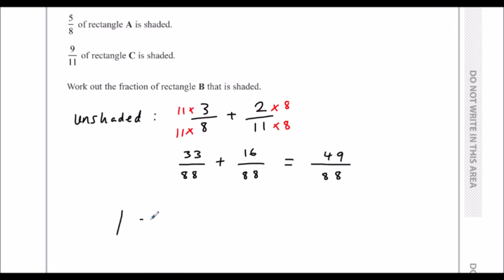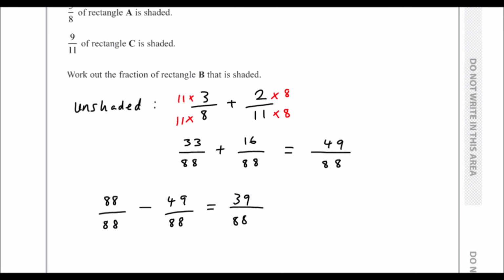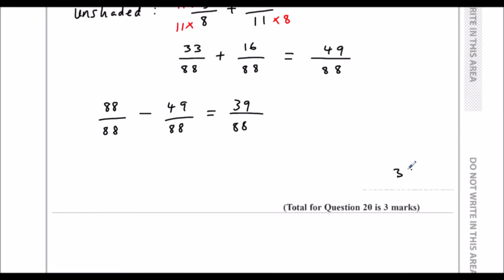So the shaded must be whatever's left. So 88 88s. I could say it's 88 88s, a whole, take away 49 88s. And what do I have to add on to 49 to get to 88? 30 will get me to 79, and then another 9. So that's 39. 39 88s.